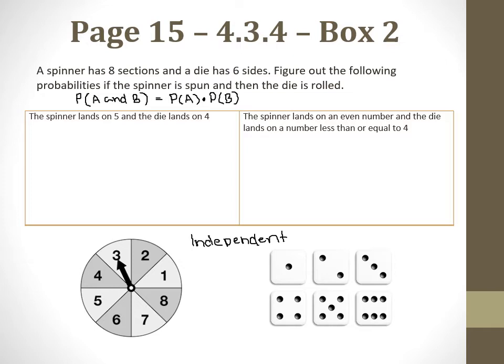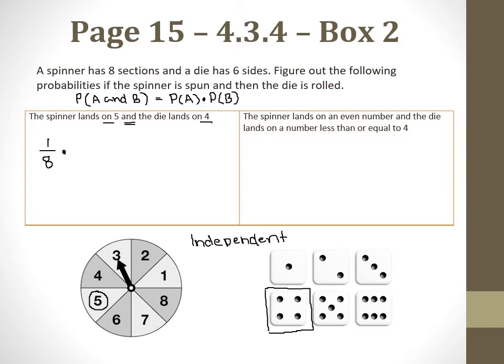The spinner lands on 5 and the die lands on 4. So we just need to find each of the individual probabilities and multiply them together. So the probability of the spinner landing on 5 is 1 out of 8. 1 out of the 8 sections of the spinner will give you 5. Probability of the die landing on 4 is 1 out of the 6 faces of the die.